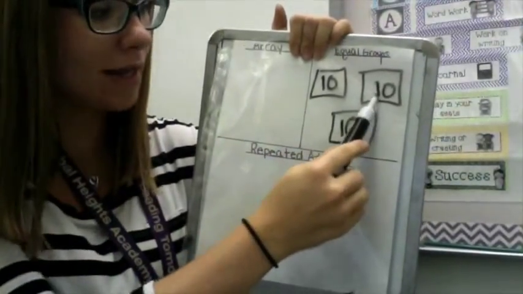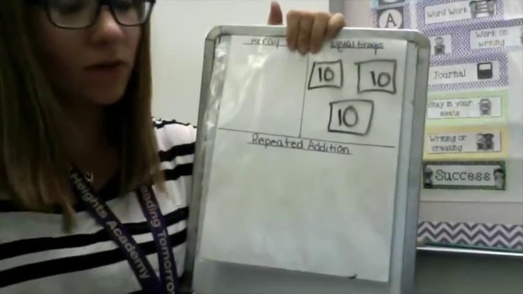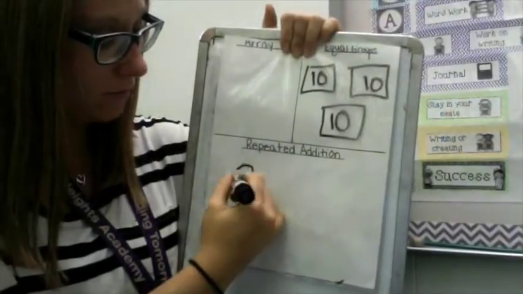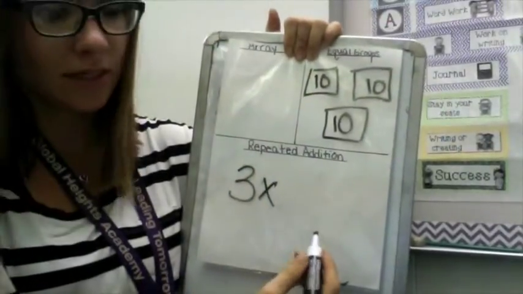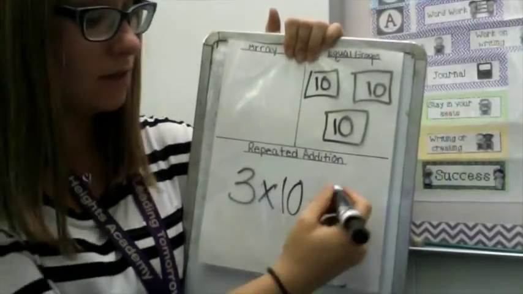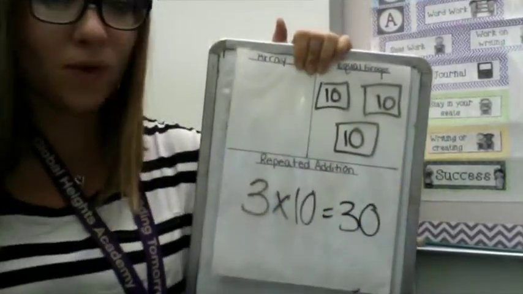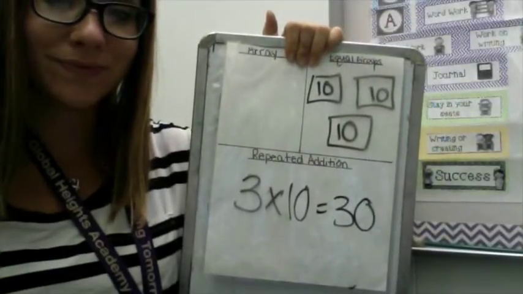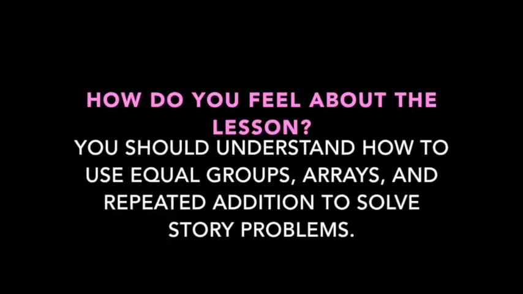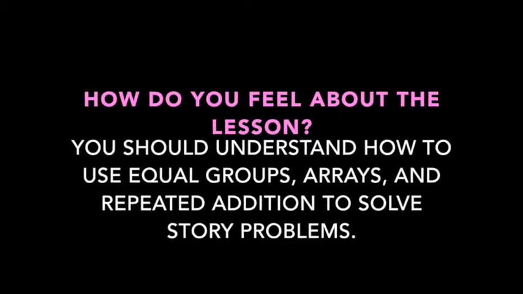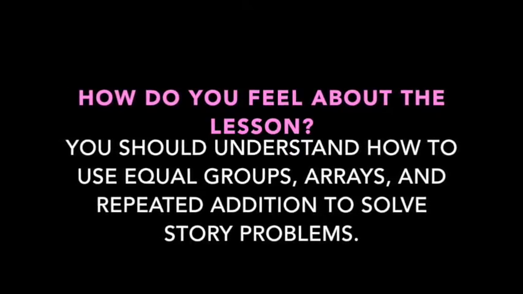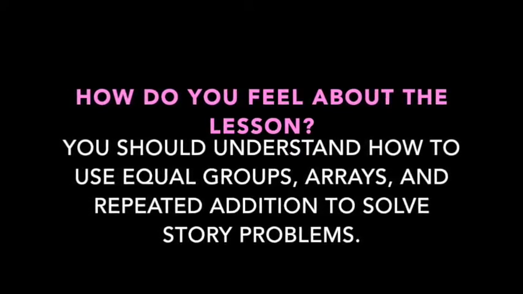So, how many did he buy in all? 10, 20, 30. So let's turn that into multiplication. We have 3 cases of water times 10 bottles in each, and that equals 30 total water bottles. How do you feel about the lesson? You should understand how to use equal groups, arrays, and repeated addition to solve story problems using multiplication.